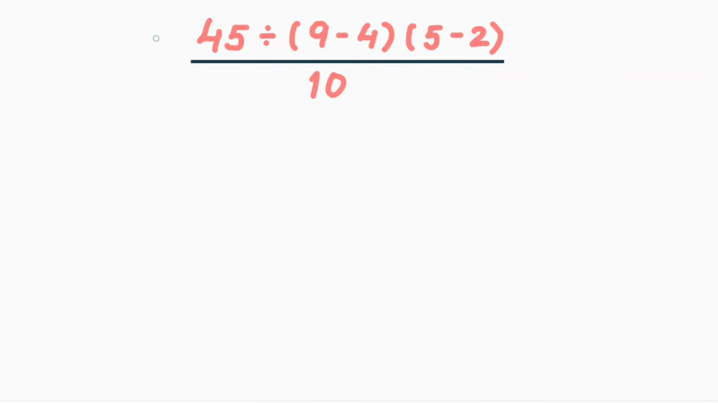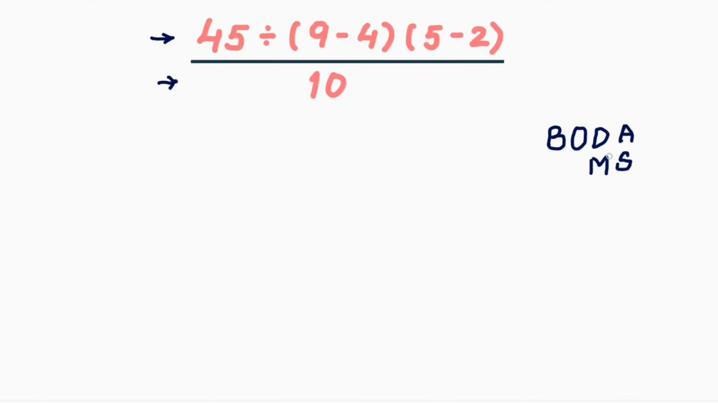In this question, you have an equation in the numerator and a number in the denominator. Always solve the equation first. To solve the numerator, we'll use BODMAS. Always write BODMAS like this so that you know division and multiplication have the same priority, and addition and subtraction have the same priority.